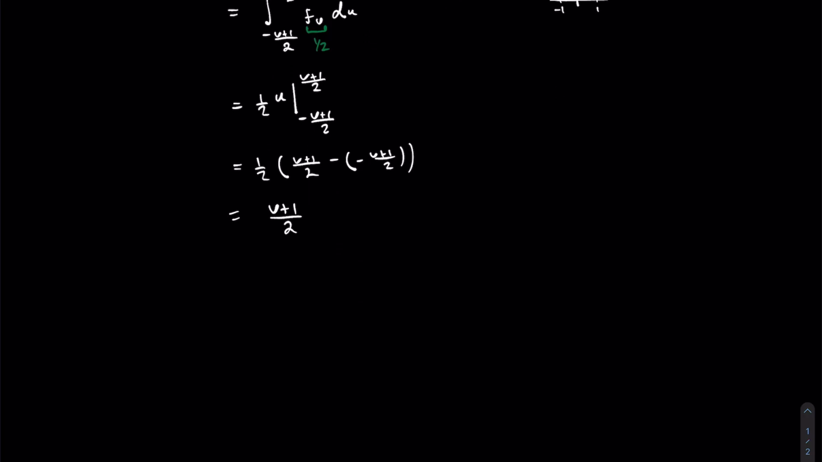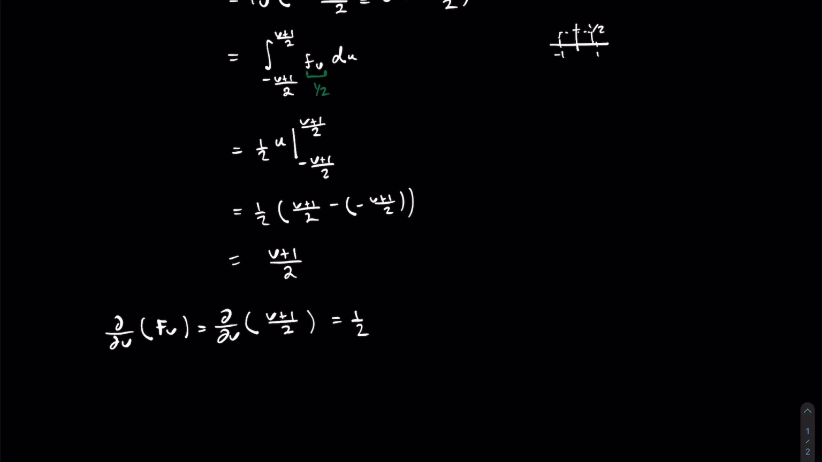Now the PDF is just the derivative of the CDF. So taking the derivative with respect to v of (v plus 1) divided by 2, like so, this is a half. So v also has a density of a half.